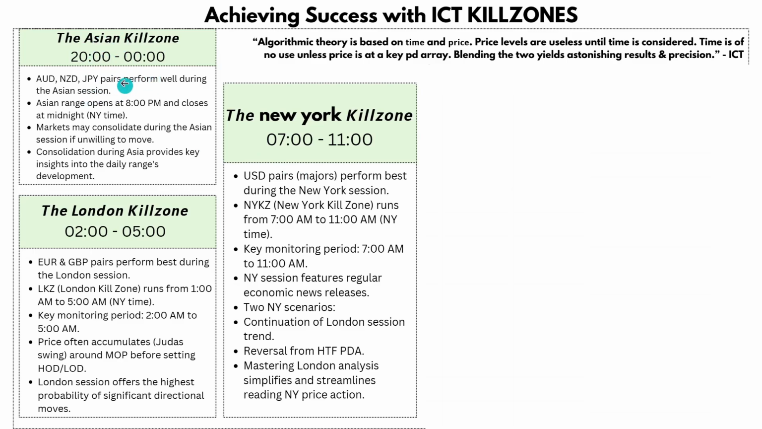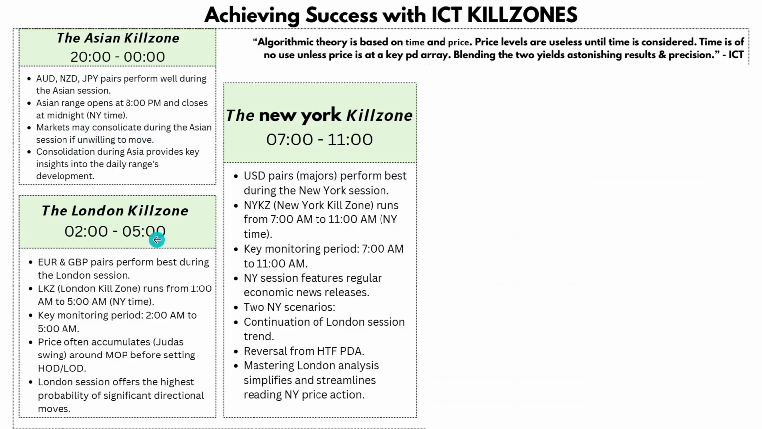As you can see right here, the Asian kill zone mainly works for AUD, NZD, and JPY. They perform well during the Asian session. The markets may consolidate during the Asian session if unwilling to move. That's the main reason I personally don't trade the Asian kill zone. It mostly creates this consolidation range, I would say, but sometimes it gives a move also.